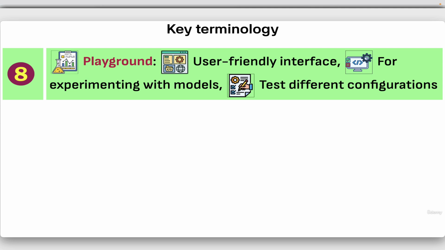Playground. This is a user-friendly graphical interface in the AWS Management Console in which you can experiment with running model inference to familiarize yourself with Amazon Bedrock. Use the playground to test out the effects of different models, configurations, and inference parameters on the responses generated for different prompts that you enter.